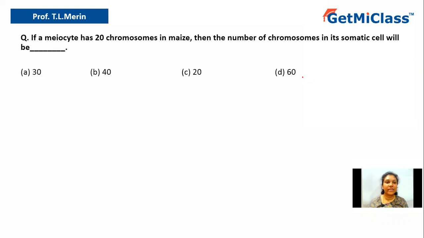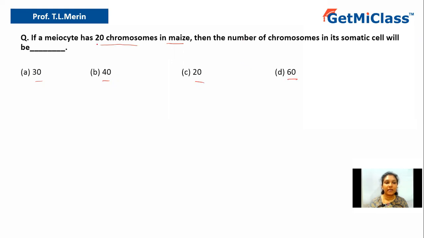Today we are going to deal with the question: if a meiocyte has 20 chromosomes in maize, then the number of chromosomes in its somatic cell will be. So what is the question? It is asking, if a meiocyte has 20 chromosomes in maize, then the number of chromosomes in its somatic cell will be. Options are option A 30, option B 40, option C 20, option D 60.